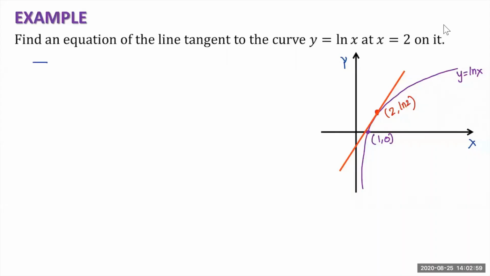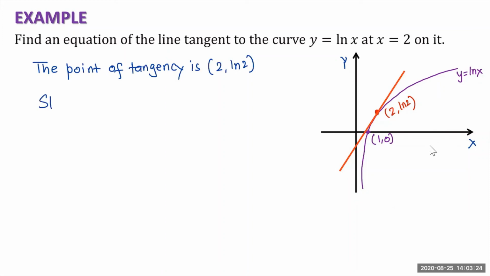Okay, the point of tangency. The point of tangency is 2 comma natural log 2. That is where the tangent line touches the graph. So we got that. That is the first part. Second, we want to find the slope of this line, which is the instantaneous velocity.